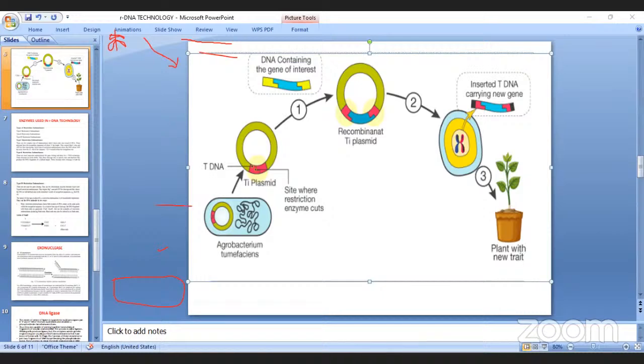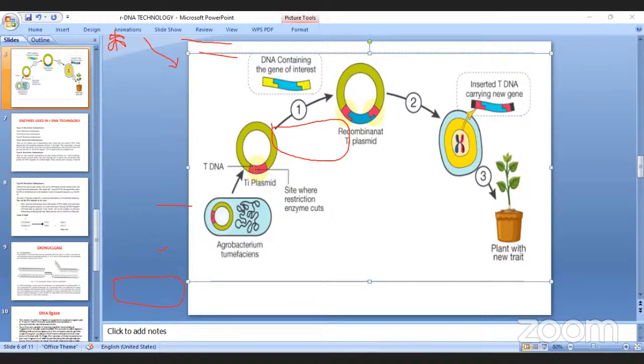Next step: the plasmid and the desired gene are incorporated. As a result, it is called recombinant DNA or recombinant Ti plasmid, right? This is done with the help of nuclease or endonuclease enzymes, joined with ligase enzyme. We will discuss these enzymes later.